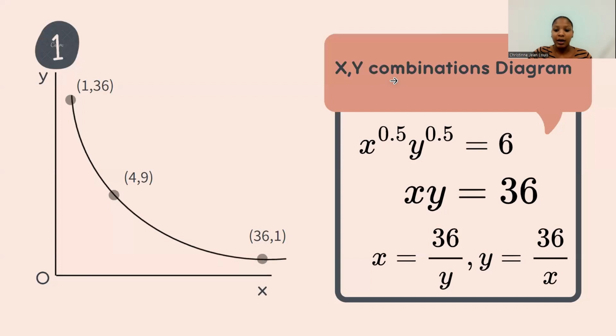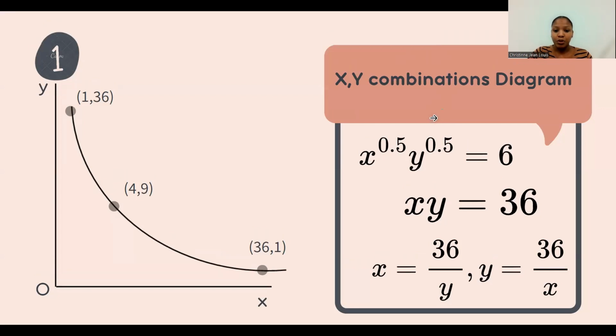Now let's take a look at this one. Let's say, as the function is defined, x to the power of 0.5, y to the power of 0.5, is restricted to be only 6. If we take out the power, we find that x times y equals 36. So x equals 36 over y, and y equals 36 over x. So there are multiple combinations that we could use.